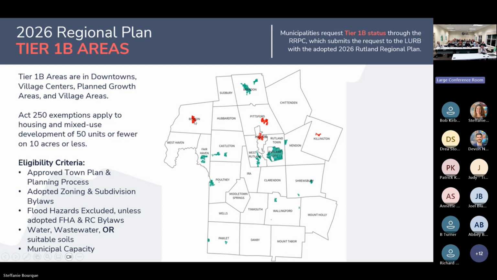So the areas in the 4 towns shown in red are the ones that still have some outstanding criteria that they'd have to button up before we adopt. Otherwise, the areas shown in green and the other municipalities are what we are currently showing as being Tier 1B eligible. And it equates to about 2% of the land area in the region.